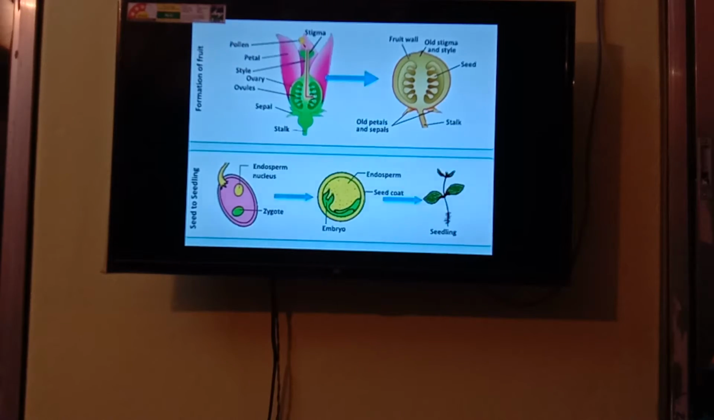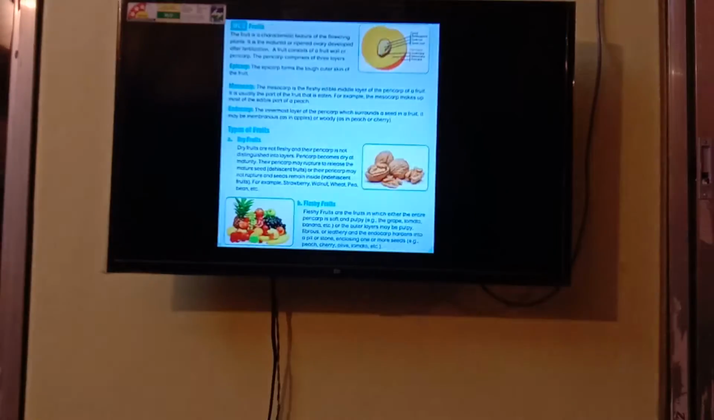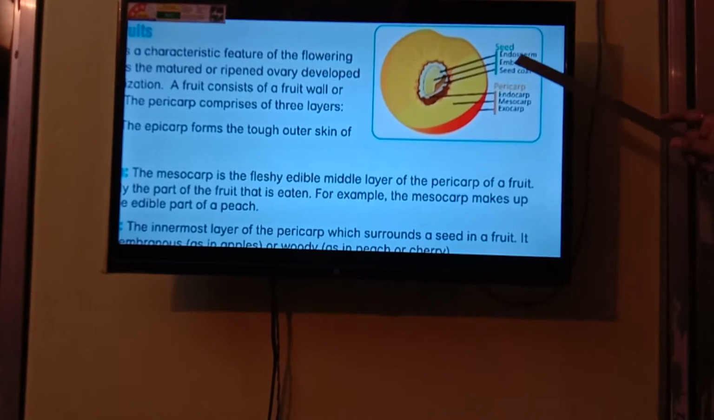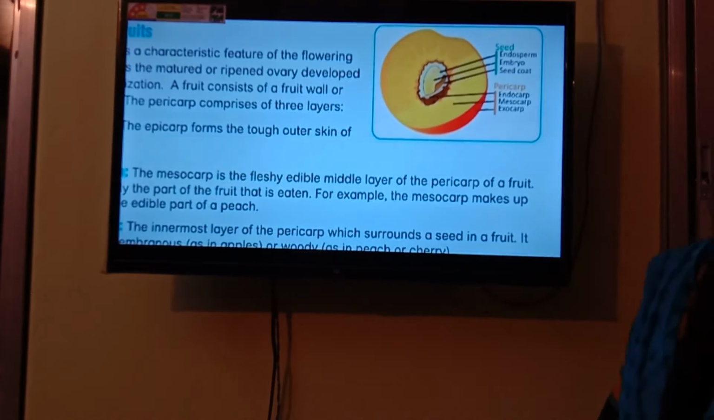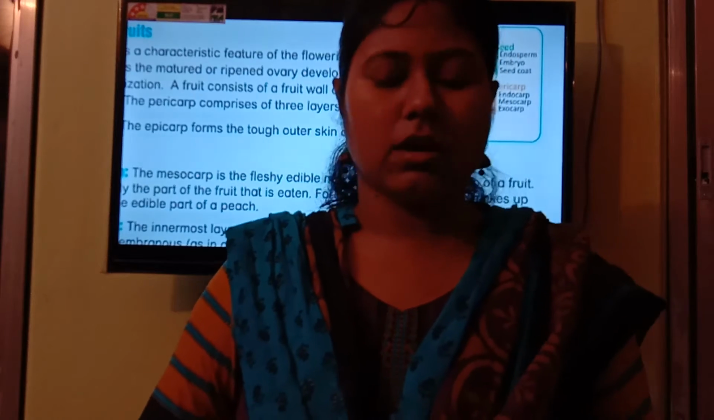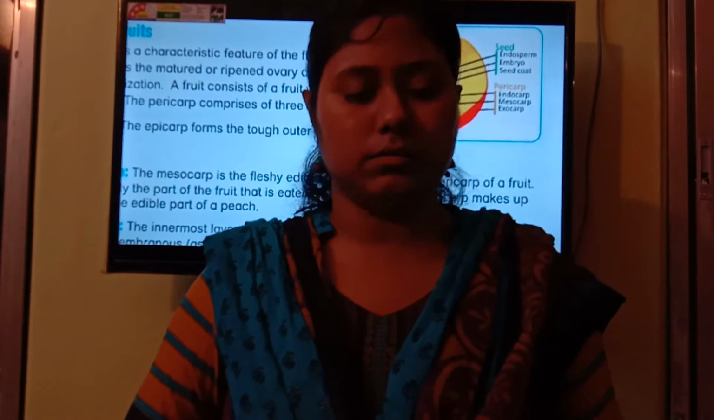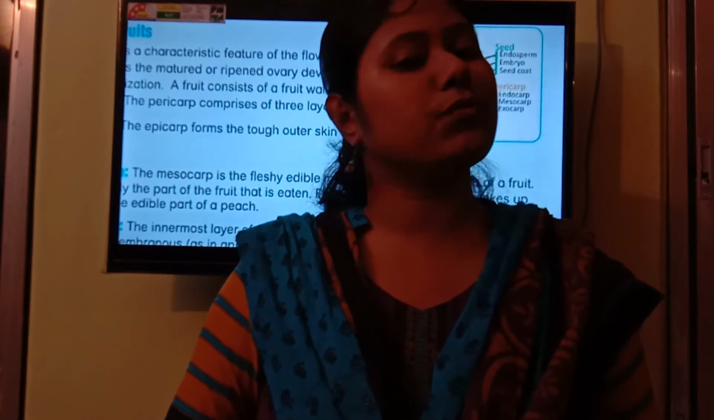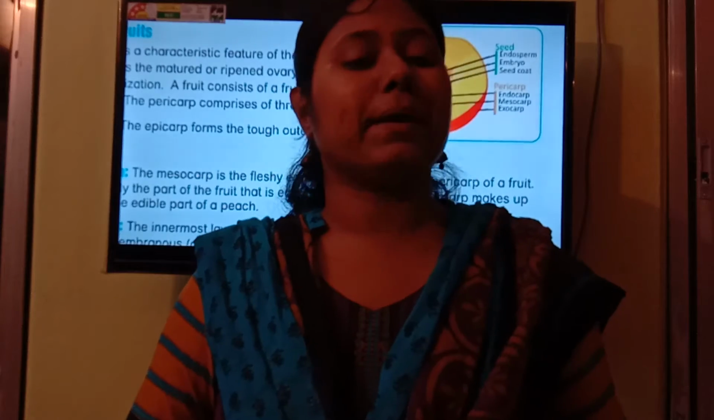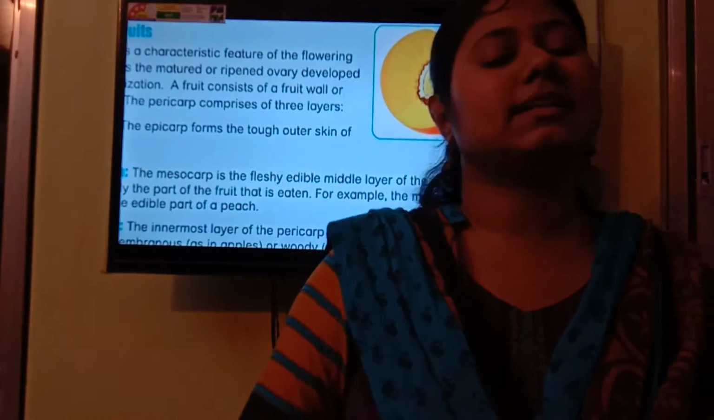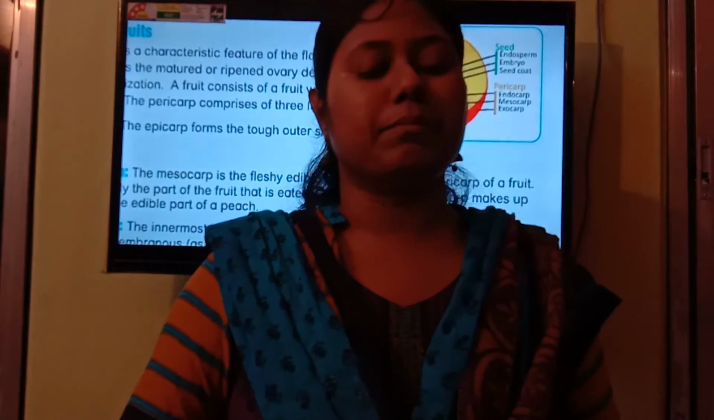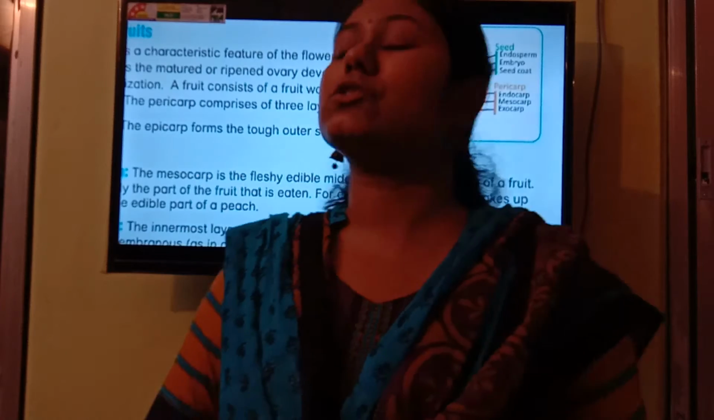Now I discuss the fruit. Now students, look at the picture. This is the structure of the fruit. Fruit is a ripened ovary. The fruit has two parts. Number one is the fruit valve, and the other is the pericarp. The pericarp has three parts: the endocarp, mesocarp and exocarp.